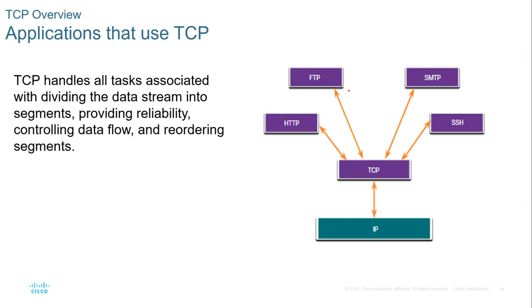So TCP handles all tasks associated with dividing data streams into segments, providing reliability, controlling data flow, and then reordering segments. That is TCP. So these are the applications that it works with. And then of course it doesn't work alone. It needs the IP address.